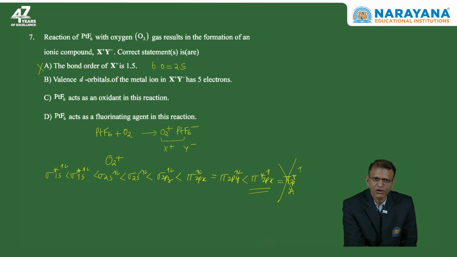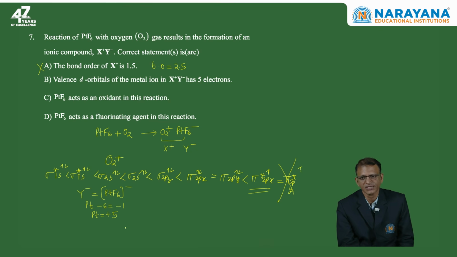The valence d orbitals of the metal ion in X plus and Y minus has 5 electrons. So the anion in this is Y minus, and Y minus is equal to PtF6 minus. From here, if I calculate the oxidation state of platinum, x minus 6 is equal to minus 1. From there, we are getting that platinum is present in plus 5 oxidation state.